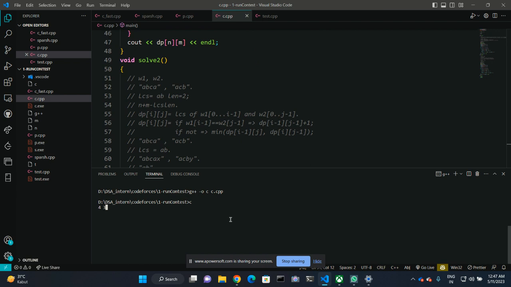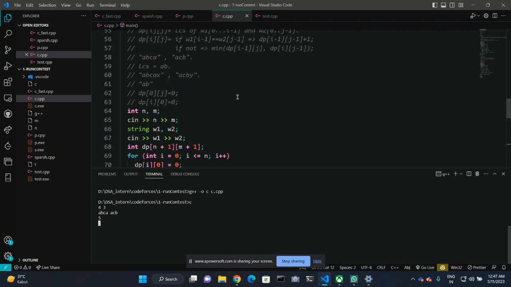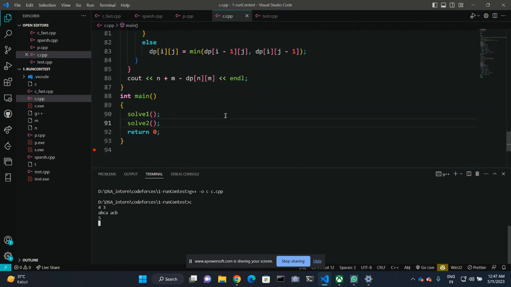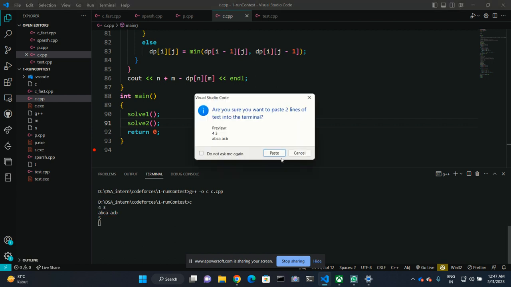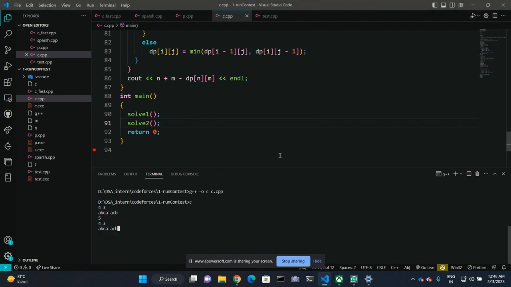Okay, 4 and 3. It's ECB. Okay, I want to do input to solve more, right? 4, 6. Interesting.